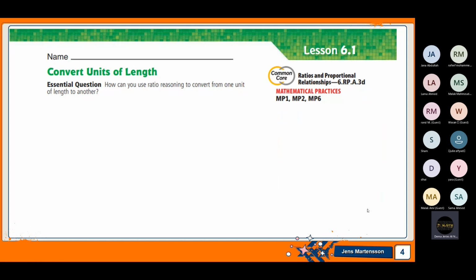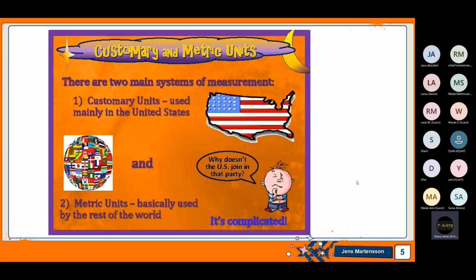But before talking about converting, let me introduce the two main systems of measurement units in the world that you use in math, physics, and the other sciences: the customary and the metric units. The customary units are used in the United States of America, and the metric units are used by the rest of the world. All the other countries use the metric units, except America, which uses the customary units.